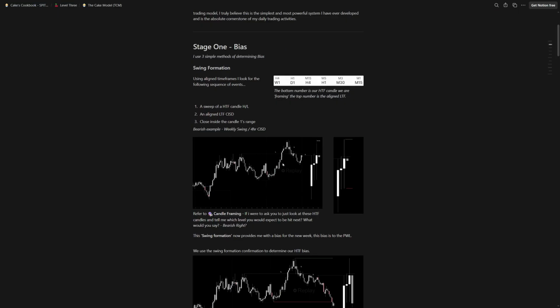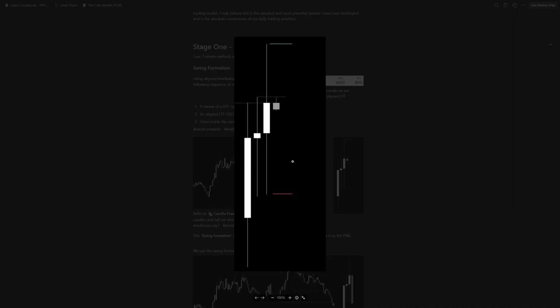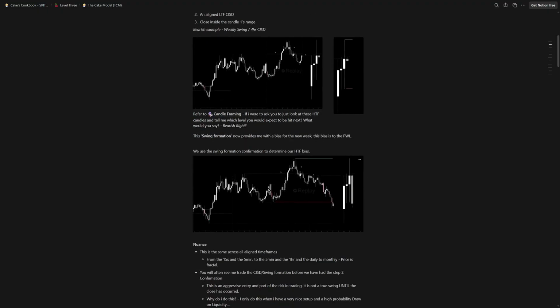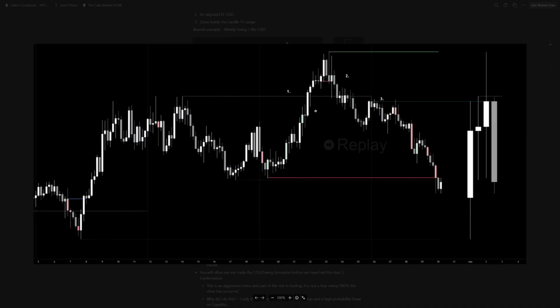Okay, so refer to candle framing. If I were to ask you to just look at these high time frame candles and tell me which level you would expect to get hit, what would you say? Well, you'd probably say the red one, the bottom, the low, previous week low. So this swing formation now provides me with the bias for the next week. This bias is to the previous week low. Okay, we used the swing formation confirmation to determine our higher time frame bias, and you can see there was our swing formation and that was our bias, we run for weekly lows.